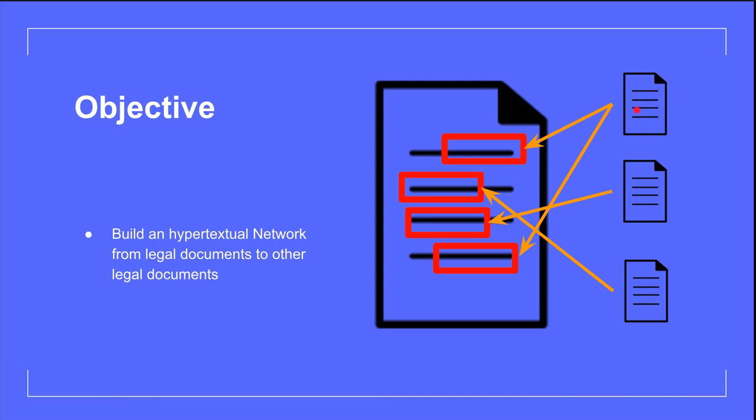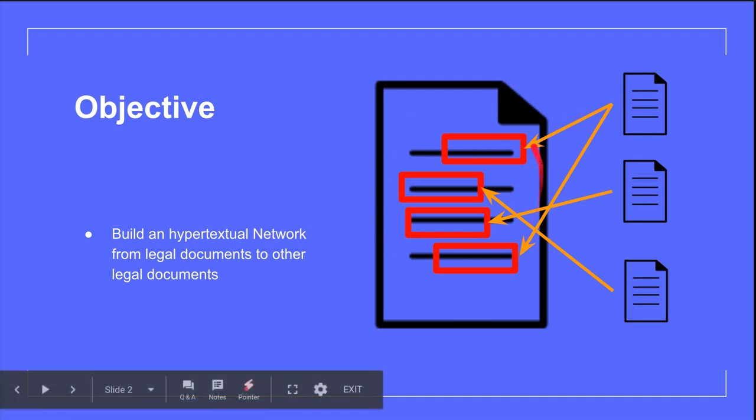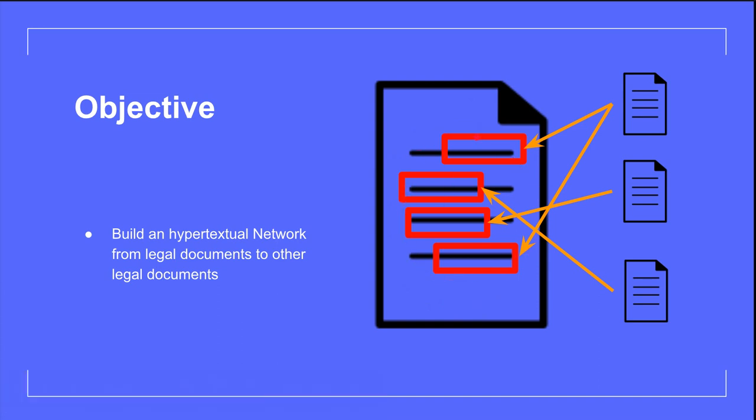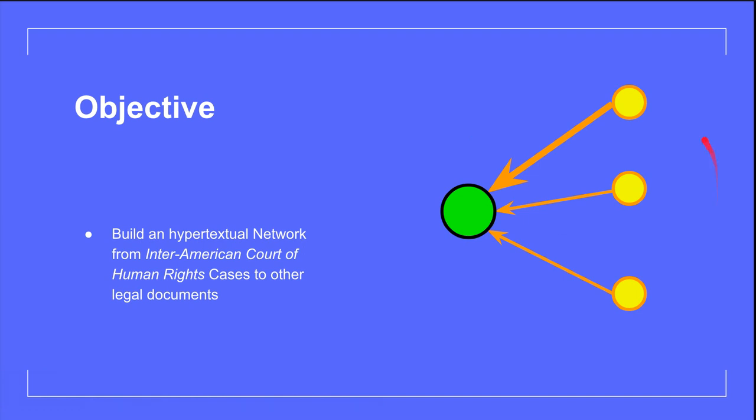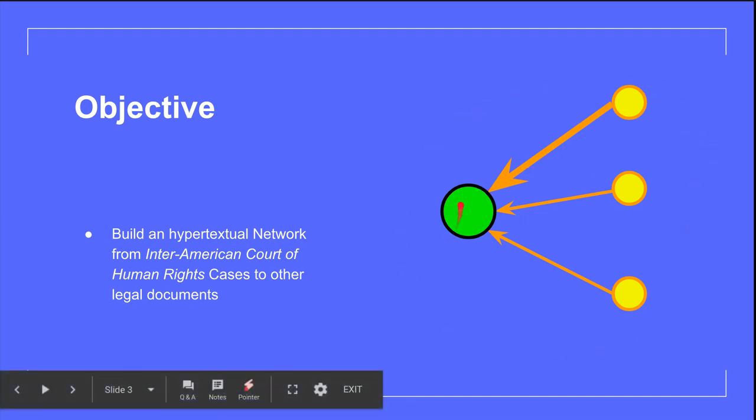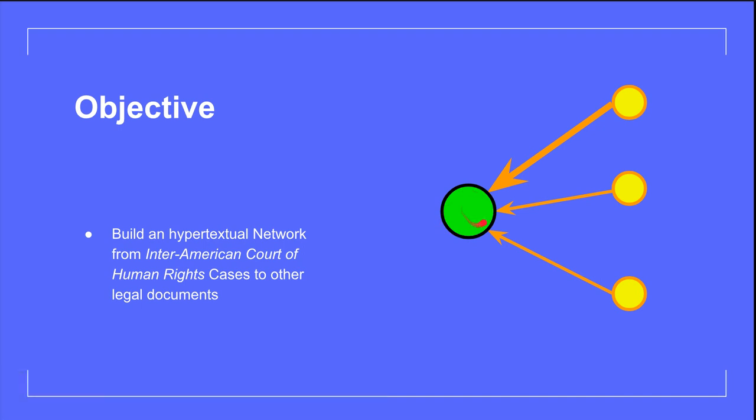What we are interested in doing is to identify these phrases, identify the documents they mention, and assume a directionality in this relation. We are going to say that the mentioned document is influencing the legal argument in my original document. And so with this, we want to build a network in which we have nodes which represent our original documents.